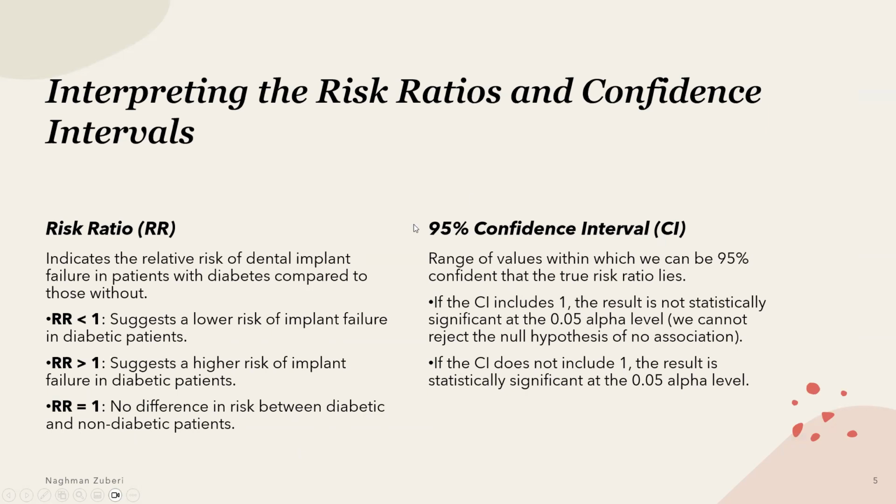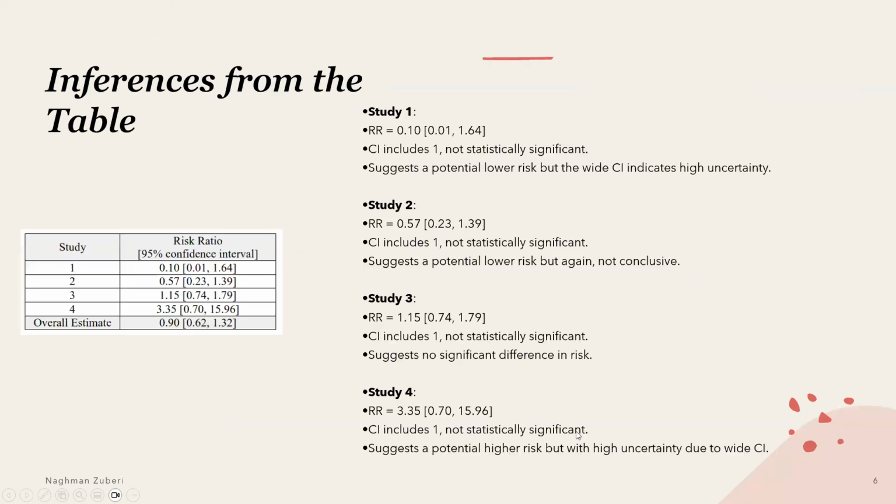If we look at the 95% confidence interval, it is the range of values within which we can be 95% confident that the true risk ratio lies. If the CI includes 1, the result is not statistically significant at the 0.05 alpha level. We cannot reject the null hypothesis of no association. If the CI does not include 1, the result is statistically significant at the 0.05 alpha level.